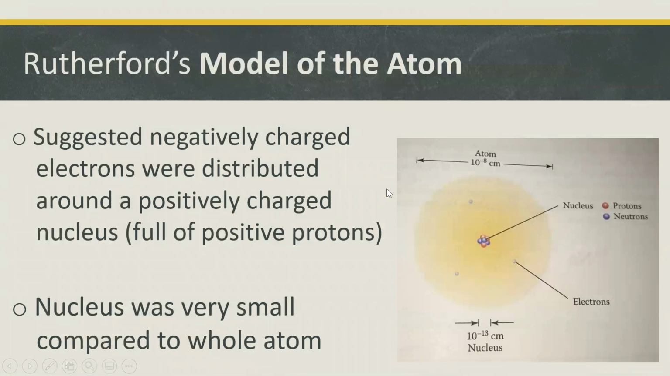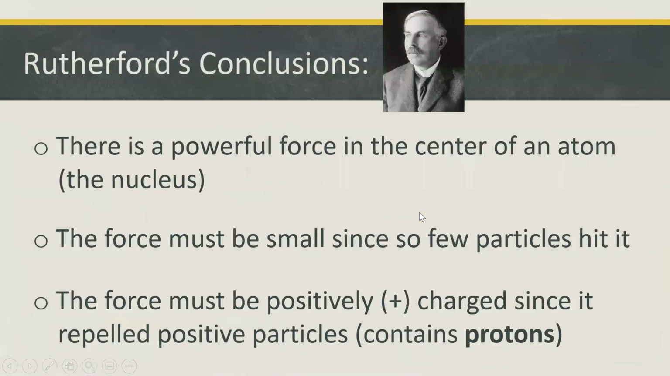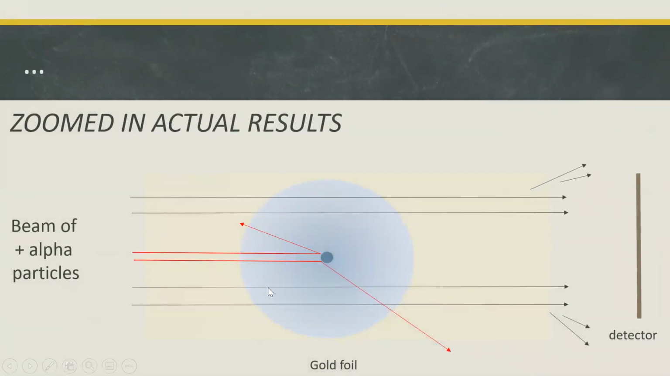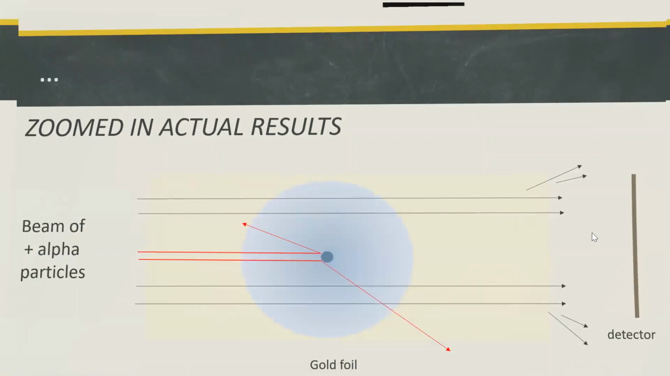So he basically suggested that there was a negative electron distributed way outside, and the actual nucleus was very small. That was that powerful central positive charge force. And if you go back to the picture, the light blue is representing the electron cloud. The dark blue is representing the nucleus. Look at the size comparison. It is very small. So only some are going to hit off it and be deflected. The rest should be able to go through straight. So his conclusions made sense.